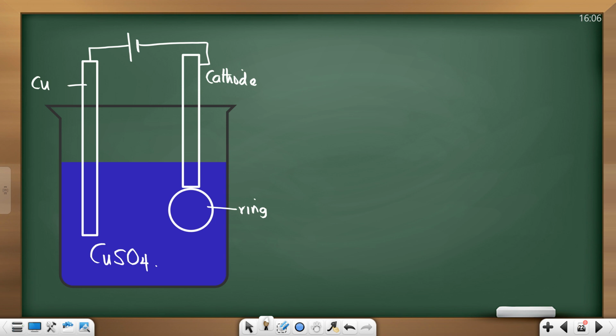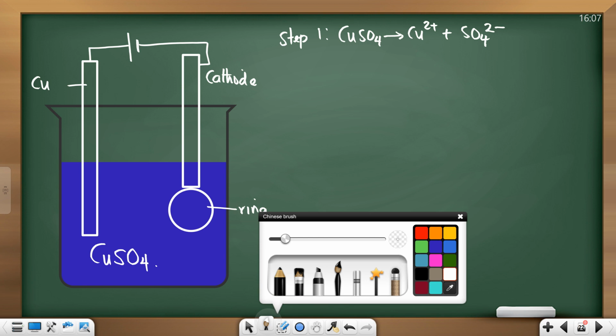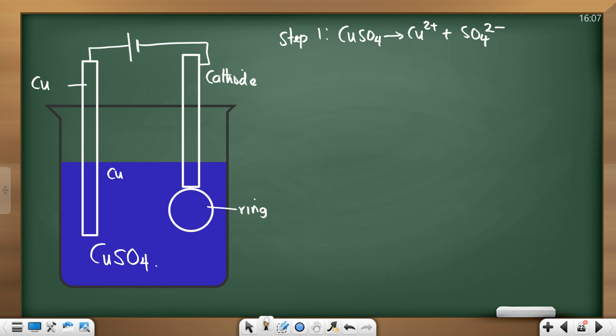All right. So, step 1. Let's check. Do you guys remember step 1? The electrolyte would break down. Copper sulfate would break down into Cu2+ and SO4 2-. So we are going to have Cu2+ and SO4 2-. Step 1. This is the whole process. Step 2. Migration.